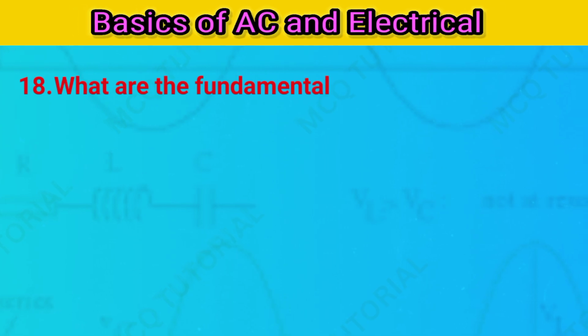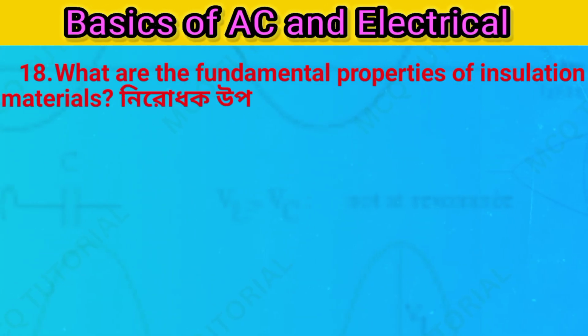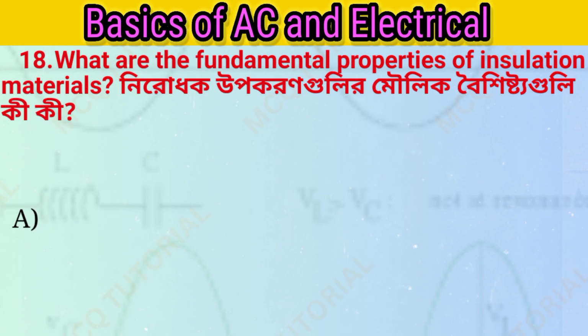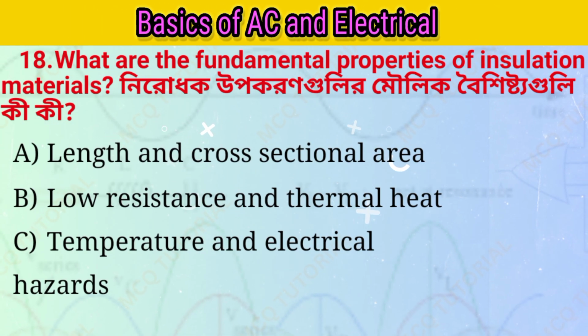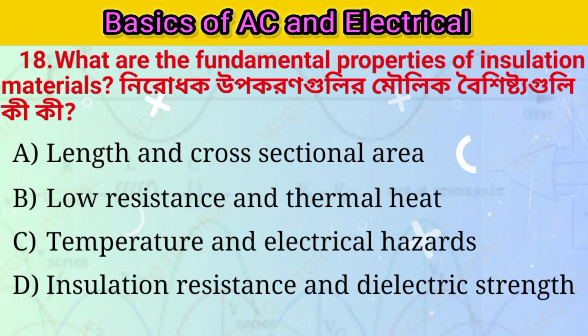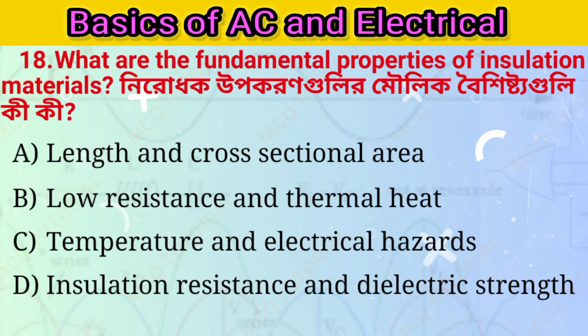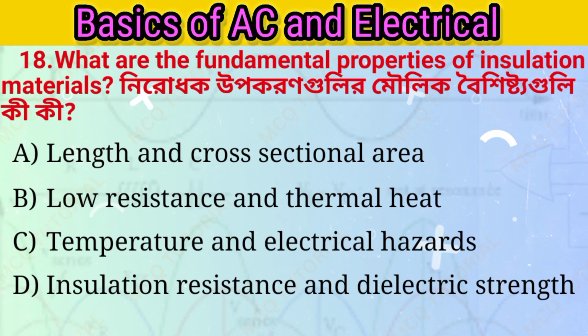Question number 18. What are the fundamental properties of insulation material? Option A length and cross-sectional area, option B low resistance and thermal heat, option C temperature and electrical hazard, option D insulation resistance and dielectric strength.